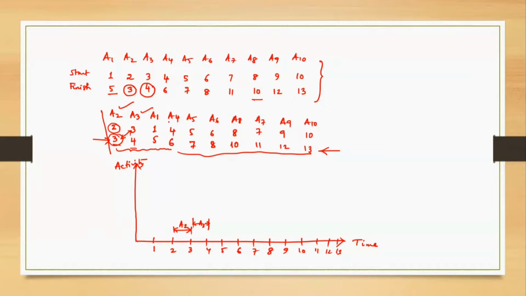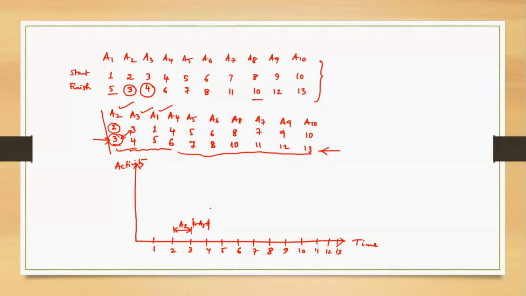Now A1 starts from 1 and ends at 5. If I take A2, then A3, then how does A1 come? If A1 comes, A1 wants to book the slot from 1 to 5, but there will be an interference of A1 with A2 and A3. So I cannot consider A1 because A1 is interfering with A2 and A3. So A1 stands cancelled.